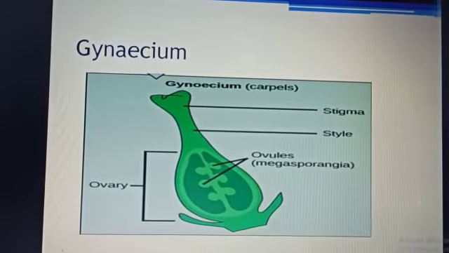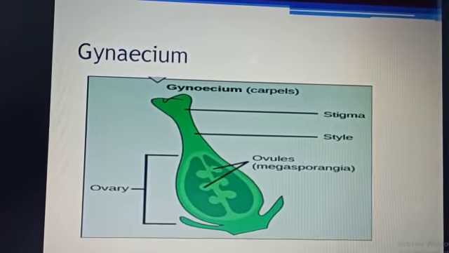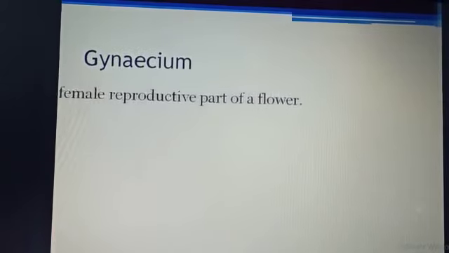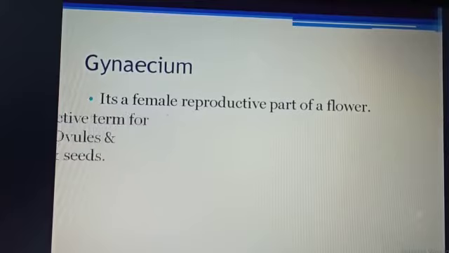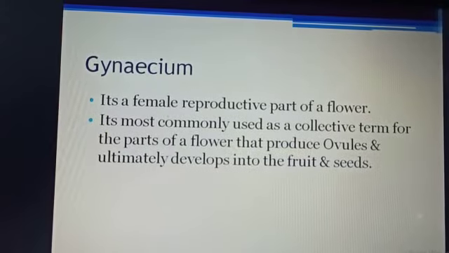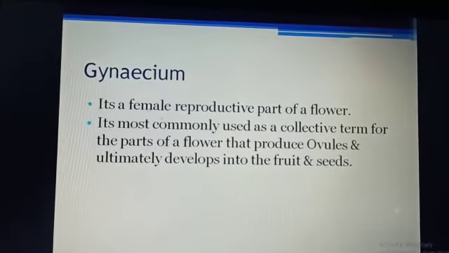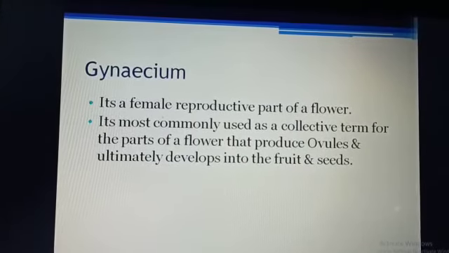And the stigma is the receptacle of pollen grains. It is the female reproductive part of a flower. It's most commonly used as a collective term for the parts of a flower that produce ovules and ultimately develop into the fruit and seed.